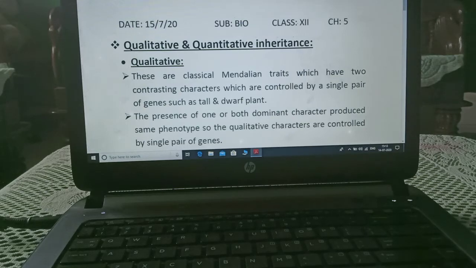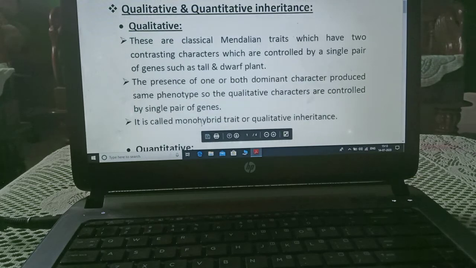Hi students, today we are starting qualitative and quantitative inheritance. Let us start with qualitative.